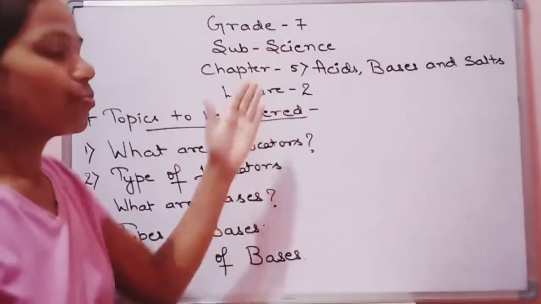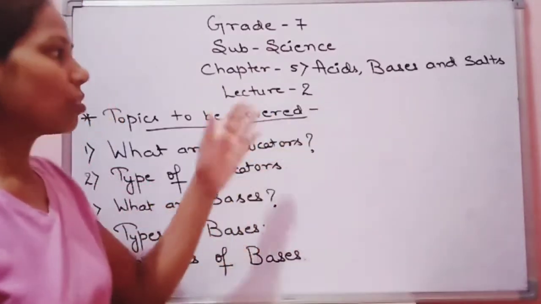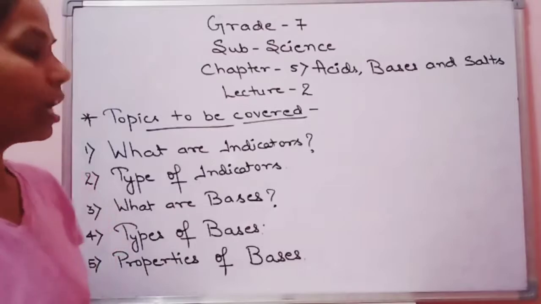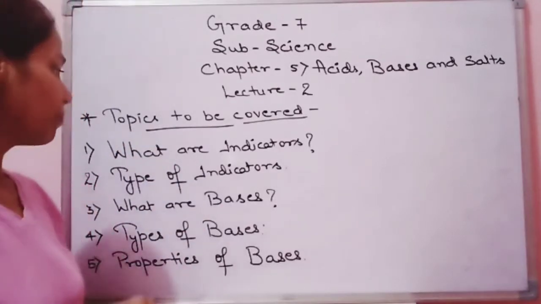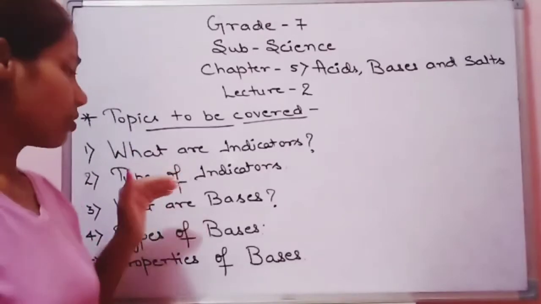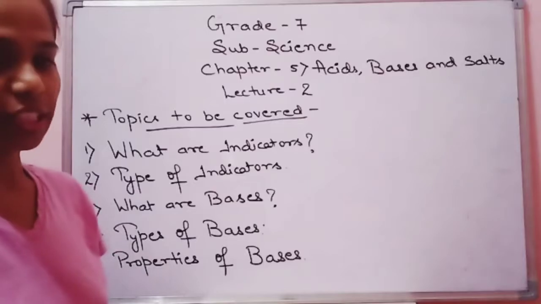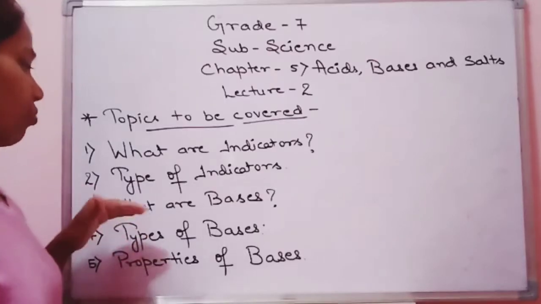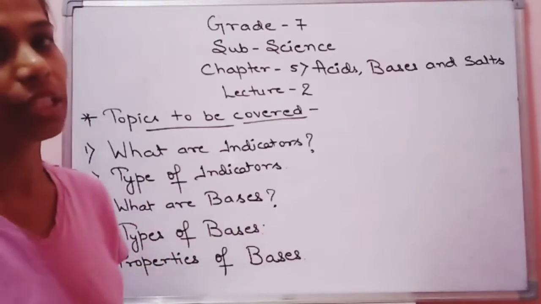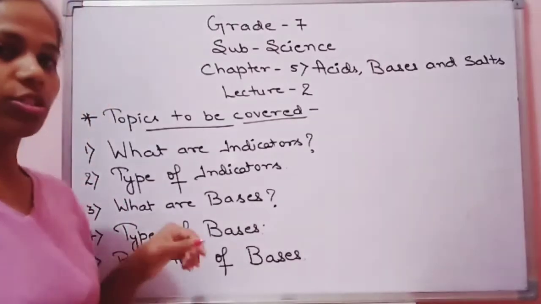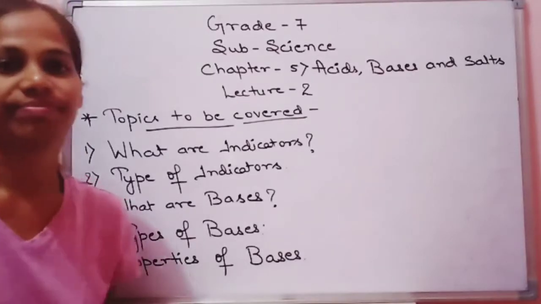Grade 7, subject is science. Chapter number 5, acids, bases and salts. We will start the second lecture, children. The topics that we will cover in today's lecture will be what are indicators and the types of indicators. At the very first we will see about the indicators, children. Then what are bases, the types of bases and the basic properties of bases. All these topics we are going to cover today, children. So let's start the lecture.